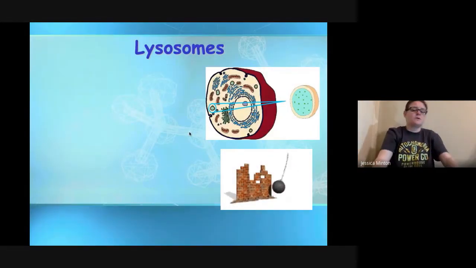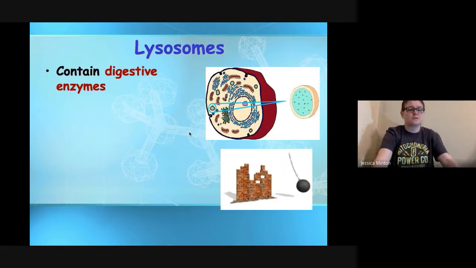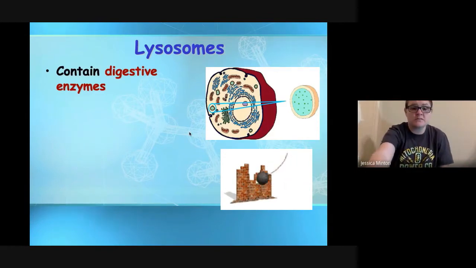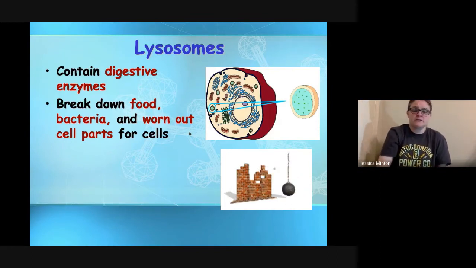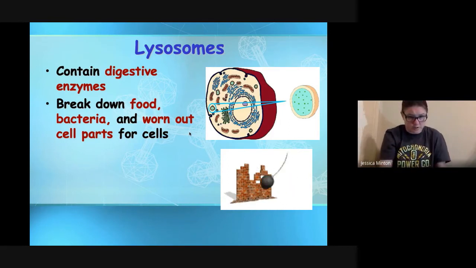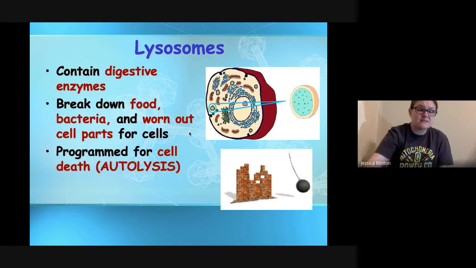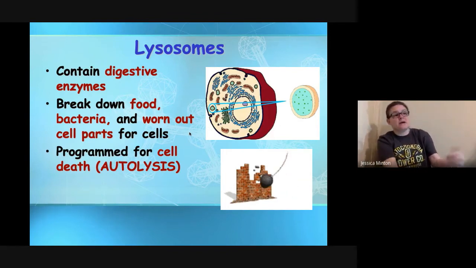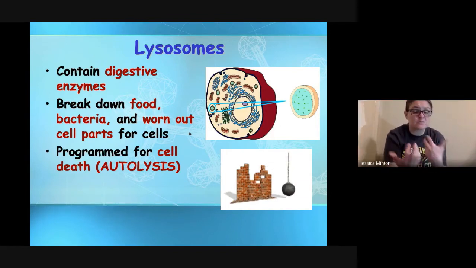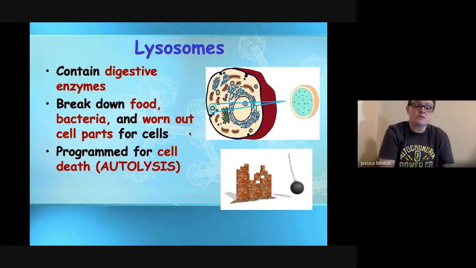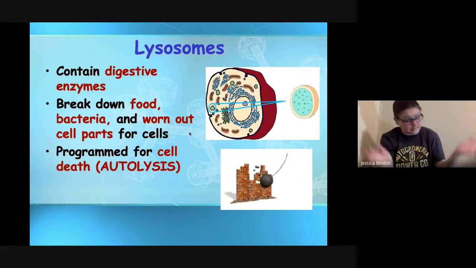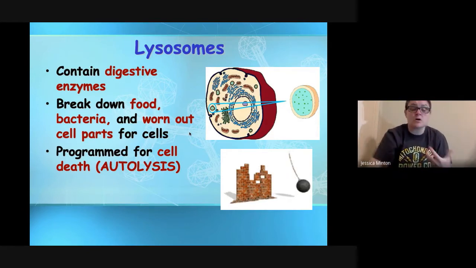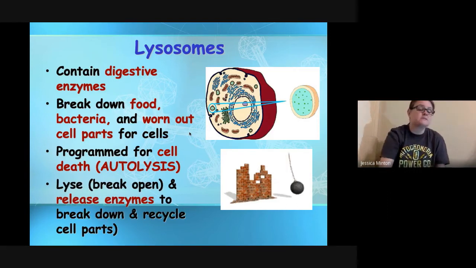All right, let's move on to these little things known as lysosomes. Lysosomes are our digestive enzyme body. What is its job? It's going to break down food, it's going to break down bacteria, it's going to break down worn out cell parts. It's going to digest, but it's also going to recycle. And so you've also got autolysis, which is a programmed cell death. Cells can get old, cells get replaced, cells get sloughed off.